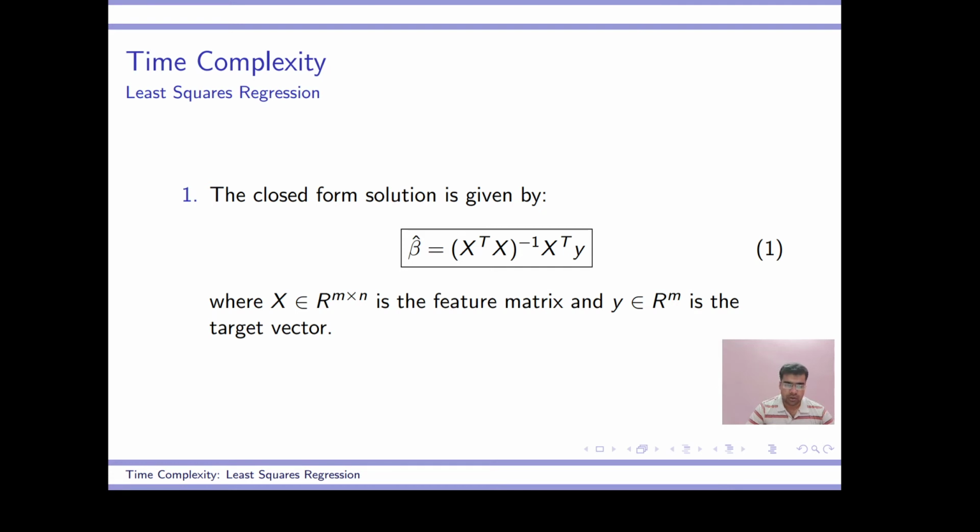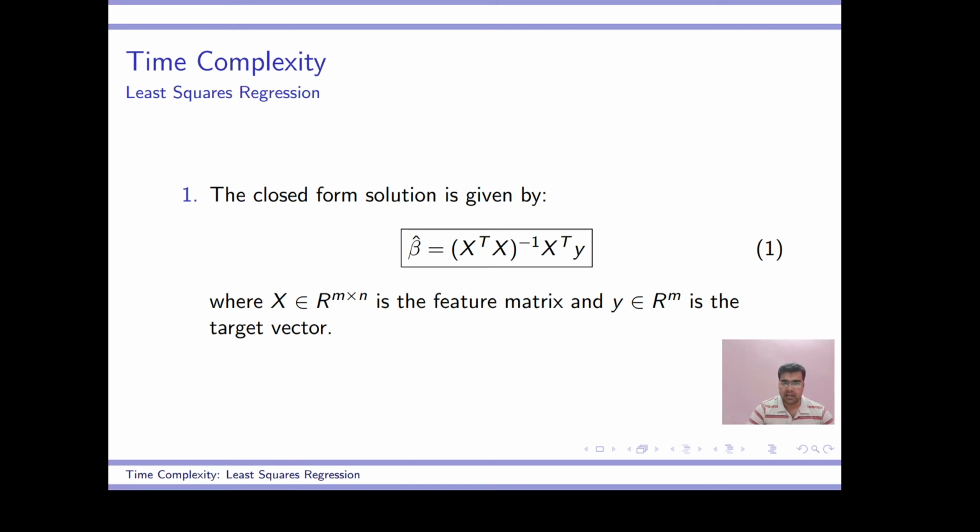As you already know, least squares regression has a closed form solution which is given by beta hat, and that is equal to x transpose x whole inverse multiplied by x transpose y. So what are these quantities x and y? X here is your feature matrix of the dimensions m times n.